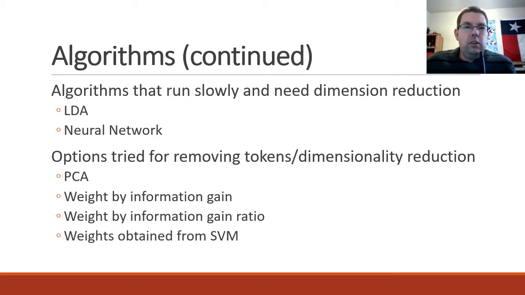Then I ran 2 algorithms that did not run quickly, LDA and neural network. They did not run quickly, and so to try to improve performance and also to improve accuracy, as it turns out, I needed to do some dimensionality reduction. So I used PCA, weights that were come up with by information gain, weights by information gain ratio, and weights obtained by running SVM.